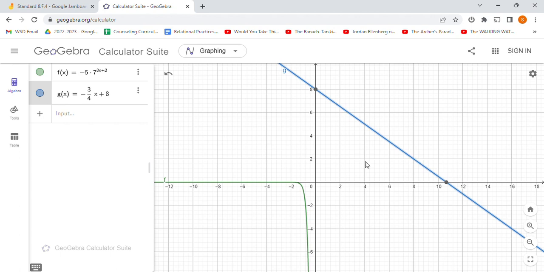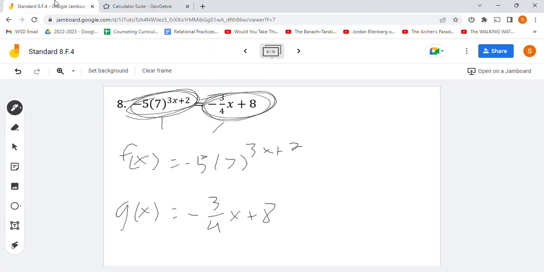In this picture, you can see that they don't intersect. This left-hand side is going to get farther away. This right-hand side is going to get farther away. There's no intersection in the middle. And from our knowledge of systems of equations, if there's no intersection, that tells us that there is no solution. So this particular one has no solution.